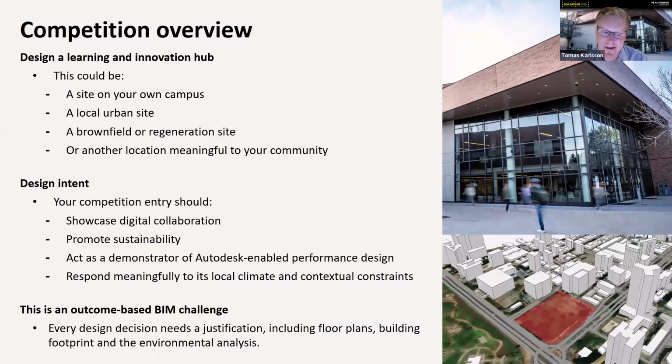We have deliberately not given you a set site. Instead, we're asking you to select a site that is relevant to your context. This could be a site on your current campus. It could be a local urban site that you're aware of, a brownfield or regeneration site, or another location that is meaningful to your community. This means that everyone will begin with a slightly different context, different climate conditions, and different surroundings. And that context should influence your designs.